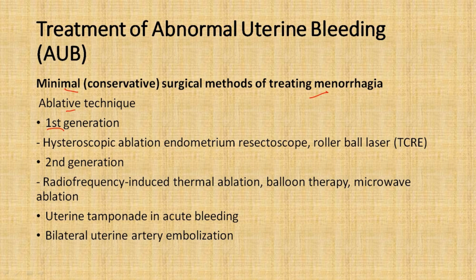So minimal or conservative surgical methods of treating menorrhagia are the ablative techniques. There is first generation, here hysteroscopic ablation, endometrial resectoscope, rollerball, laser, that's TCRE. We have the second generation, here radiofrequency induced thermal ablation, balloon therapy, microwave ablation. Also have uterine tamponade in acute bleeding. There is bilateral uterine artery embolization to prevent bleeding.